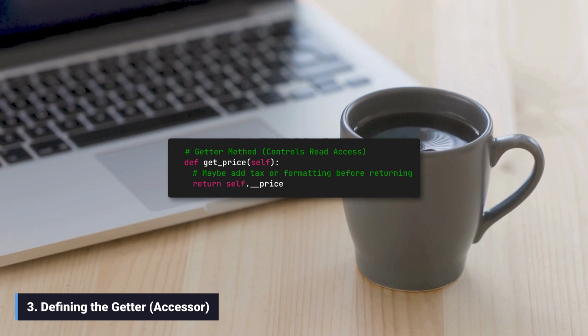3. Defining the getter. The getter method, get_price, controls read access. It simply returns the value of the private field. Although it's simple here, in a real application, you might use the getter to apply formatting or maybe add tags before exposing the value to the user, providing a layer of abstraction.